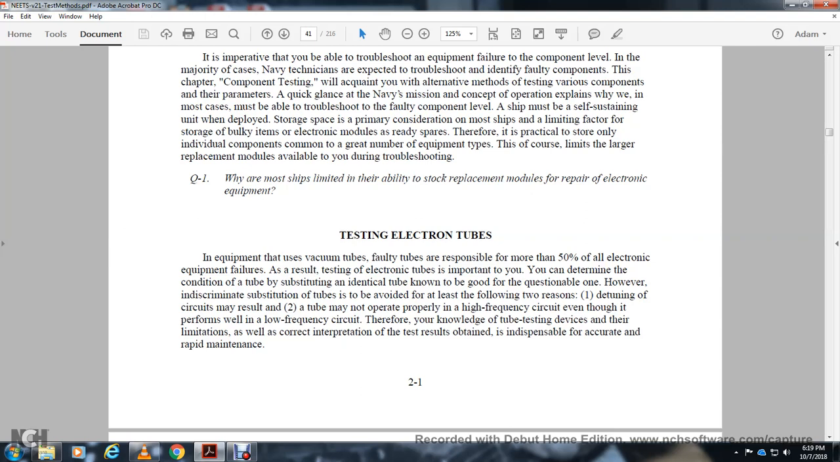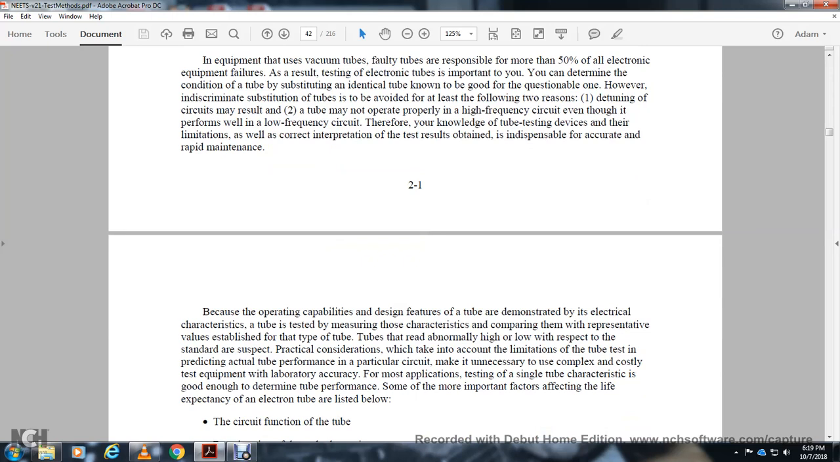Therefore, your knowledge of tube testing devices, their limitations, as well as the correct interpretation of the test results obtained, is indispensable for accurate and rapid maintenance. Because of the operating capability and design factors of the tube, the demonstration of the electrical characteristics of the tube is measured and compared with representative values established for the type of tube. The tubes read abnormal.